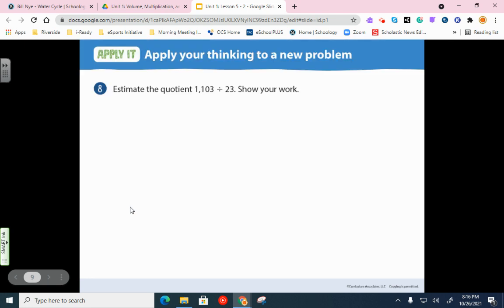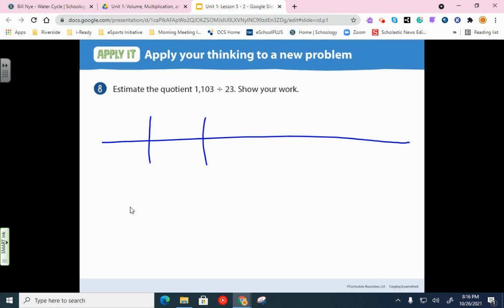All right, it says estimate the quotient 1,103 divided by 23 and show your work. All right, so let's see what we have here for this one. I want you to draw a line down here, and I want us to split this up into 5 sections. So I'll give you 1, 2, 3, 4 lines. So we're just making a very simple table here. So let's put 10 up here, 20 here, 30 here, 40, and then 50.